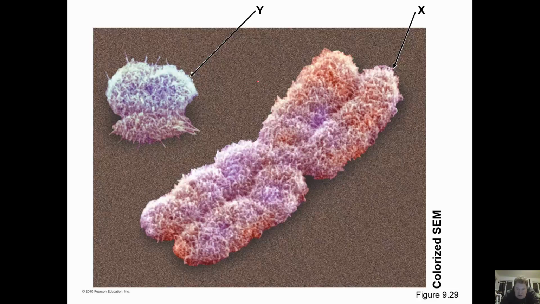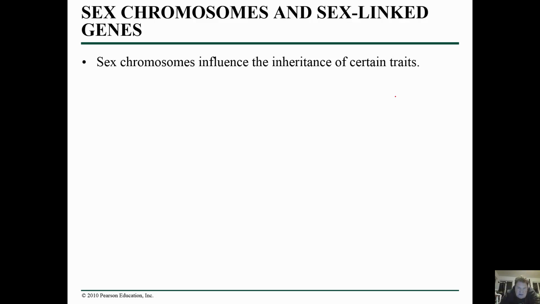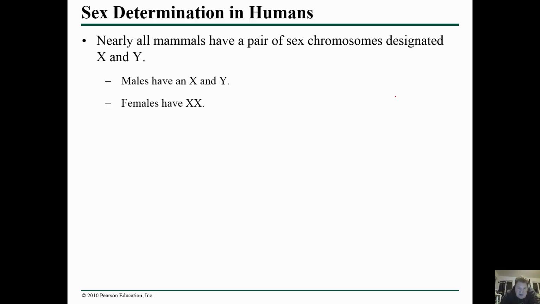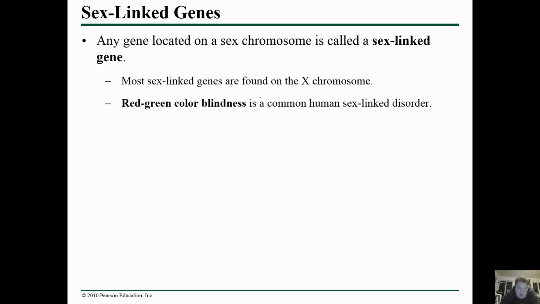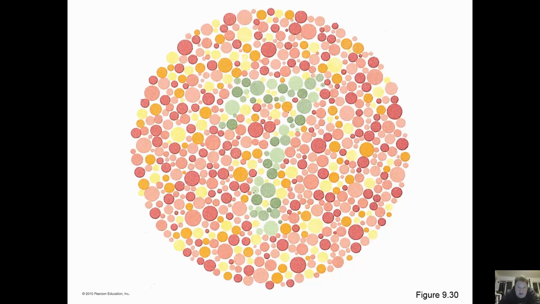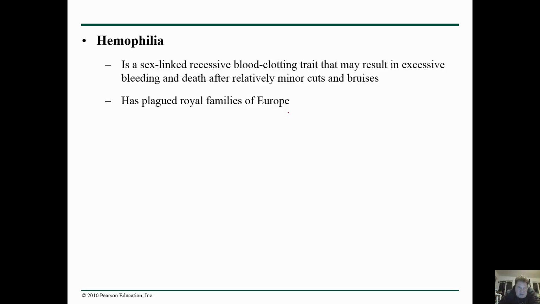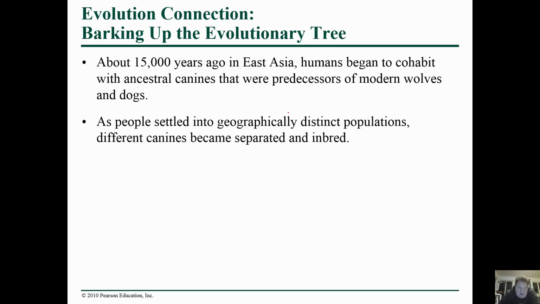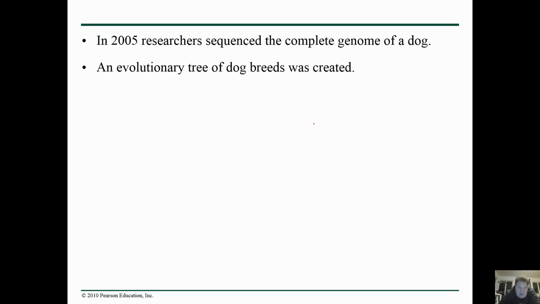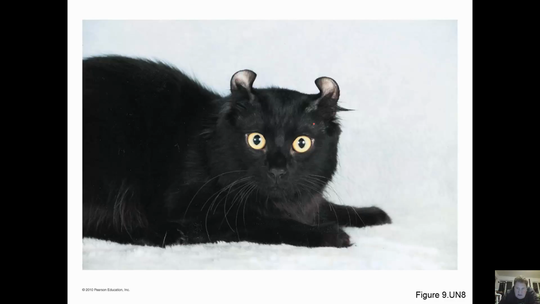Here's an example of the Y chromosome and the X chromosome, and you can see the difference in their size. There are some genes located on the Y chromosome or on the X chromosome that we tend to see a little bit more. One of the ones we really see is color blindness. Here's one of the tests that we have for color blindness. Hemophilia is an example of that, the Tsar of Russia. And then again, we look at evolution. Here's looking at the dog.